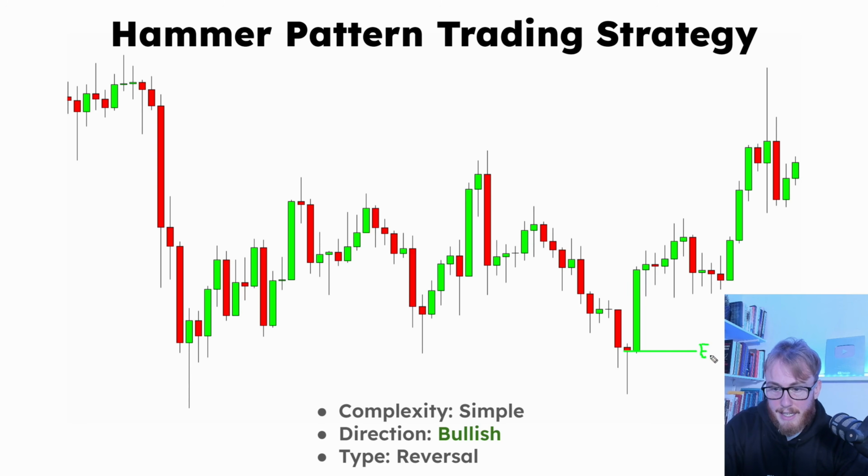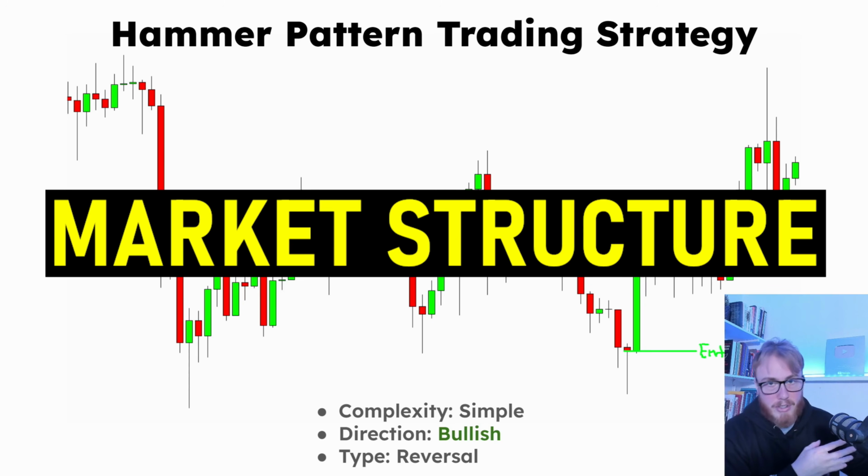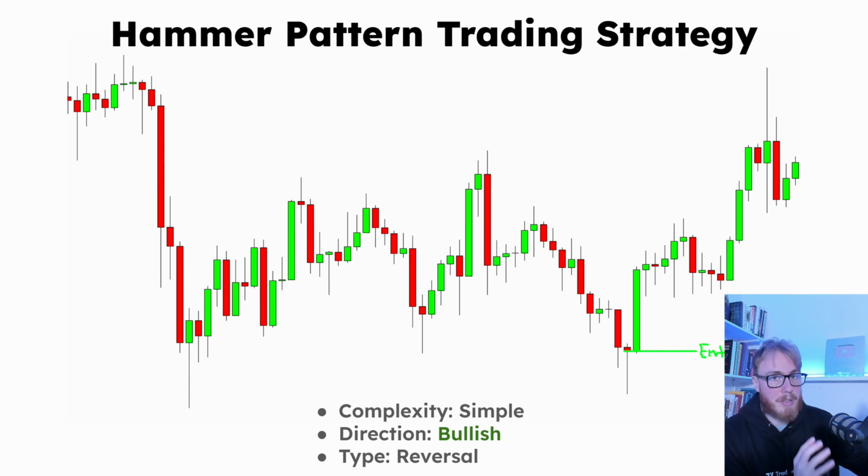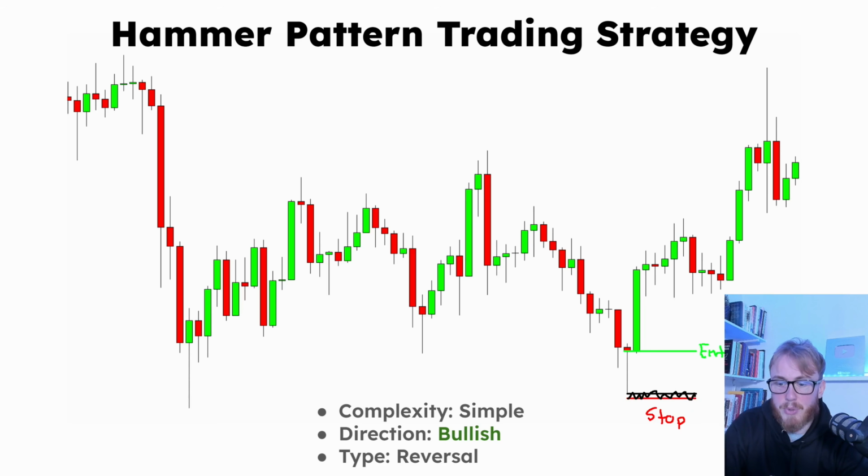So the green line is the entry. And as for your stop loss, this can differ a bit depending on the market structure, and we will talk more about market structure later on in this video. But as a rule of thumb, we usually want to place the stop below the extreme of the pattern. So we want to set the stop loss here. This right here is our stop level. We usually want to set the stop below the lowest point of the hammer, and what I usually do is leave a little bit of wiggle room as well.